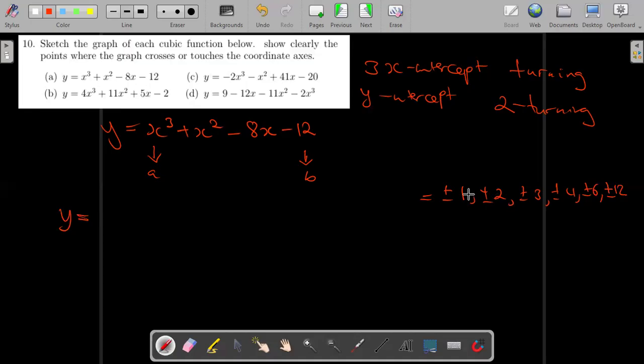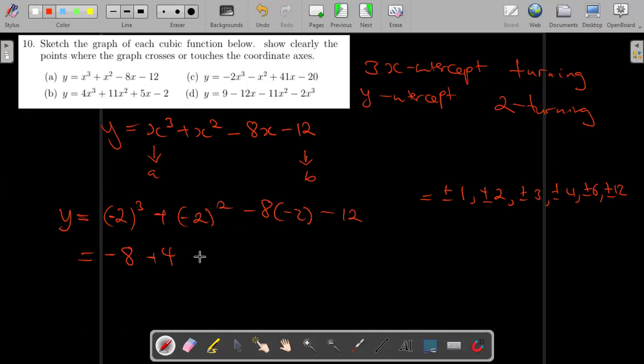Let's see if I try 2. Let me go with 2 first. So what is 2 cubed? Yet again, you notice that it's not going to give you it. Let's try the negative first. So negative 2 cubed plus negative 2 squared minus 8 multiplied by negative 2, minus 12. What does this give us? You multiply this, and because of the odd power, the negative sign stays. You get negative 8 here, and there this will be positive 4.